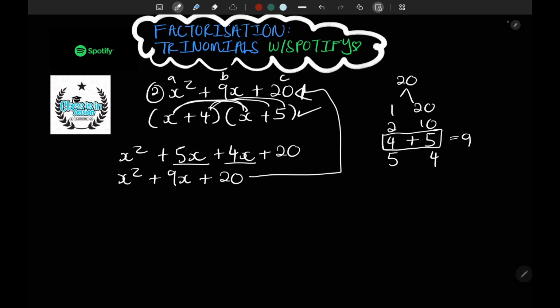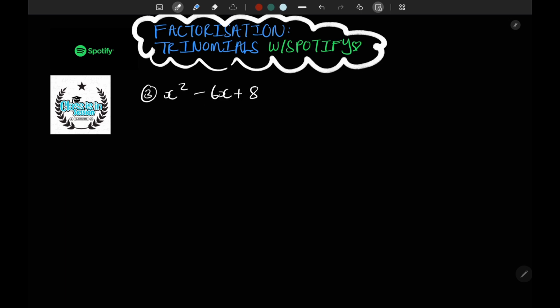Now let's do the third example. Example, x squared minus 6x plus 8. What's the first step? Multiply a with c. 1 multiplied by 8 is 8. Let's find factors of 8 that add up to b. 8 divided by 1 is 8. 8 divided by 2 is 4. 8 divided by 4 is 2.